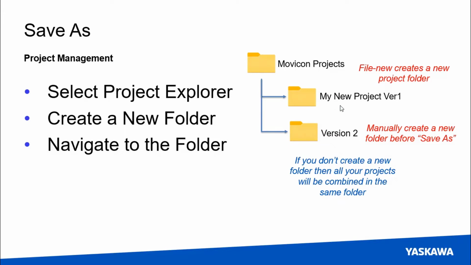Well, if you're going to create version 2 of the project, back up one level and create a new folder first manually, and then save as inside that folder. If you don't do this, then all of your projects will be combined in the same folder, which is not necessarily a bad thing, but it could be confusing.